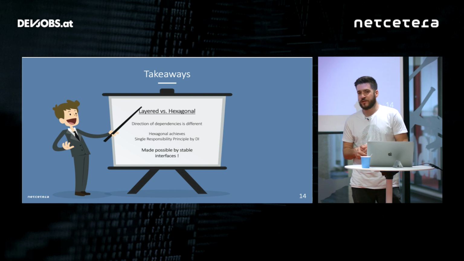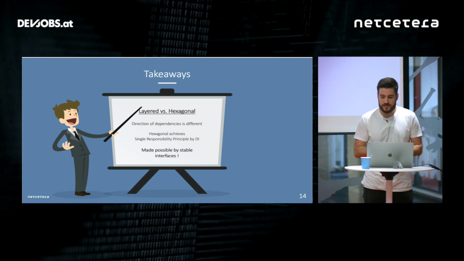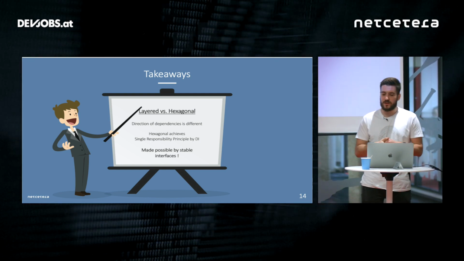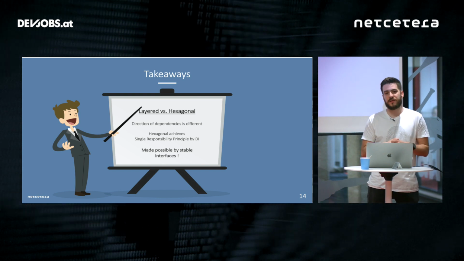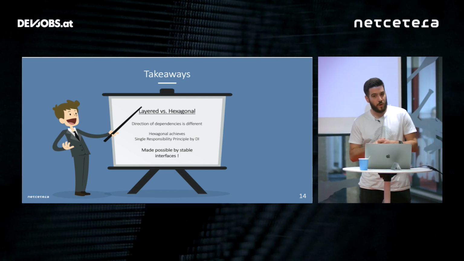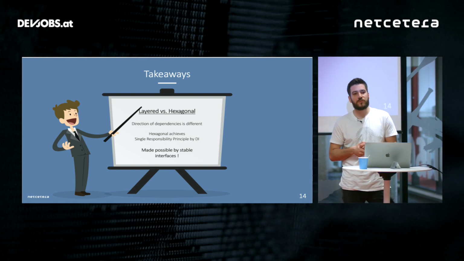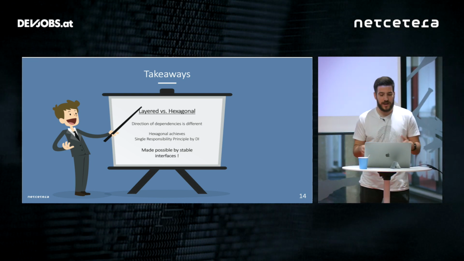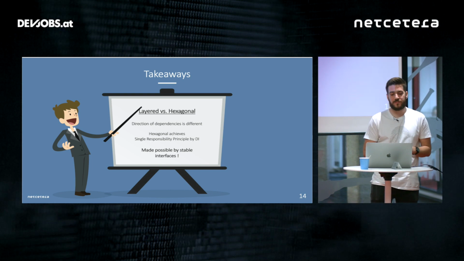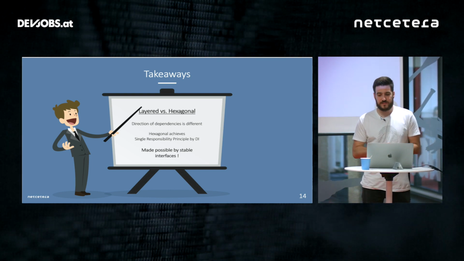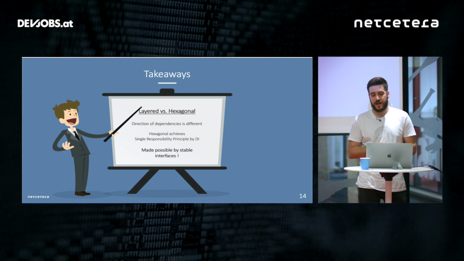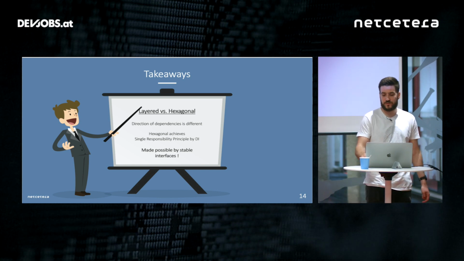Let's recap what we learned in the last few minutes. We learned that the real difference between layered and hexagonal architecture is that the direction of the dependencies is different. And we also learned that the hexagonal architecture fulfills the single responsibility principle by fulfilling the dependency inversion principle. And in fact, this is all possible only by introducing stable interfaces between our software components.